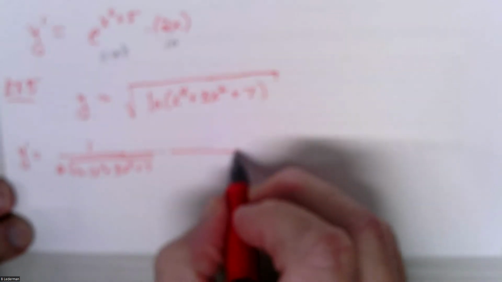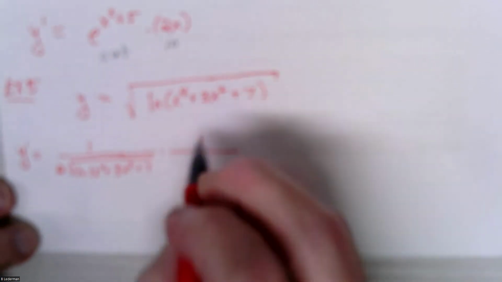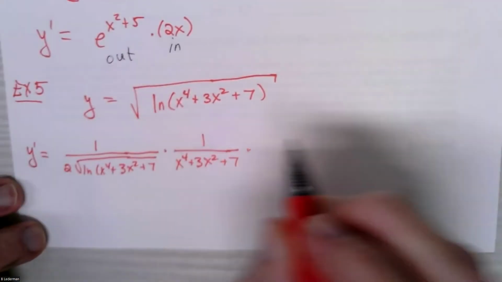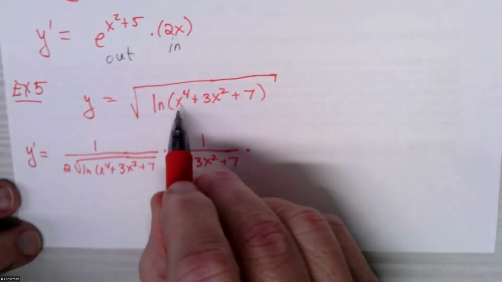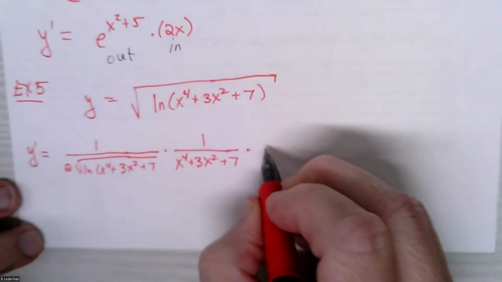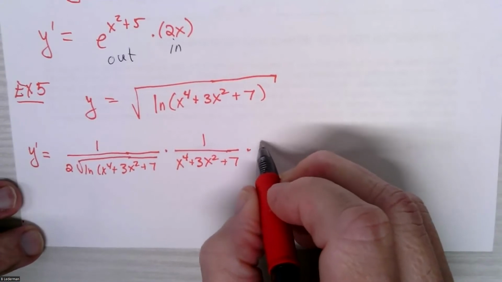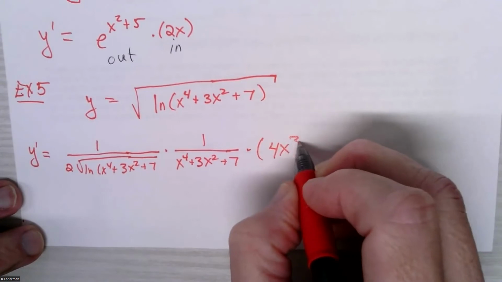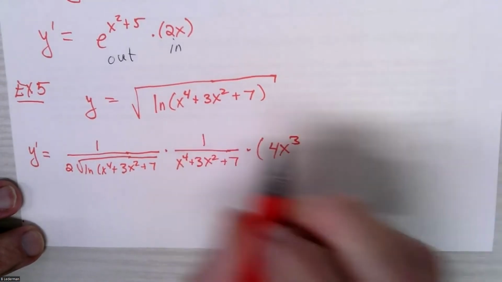times the inner function. The inner function is the log function, and the derivative of log is just 1 over whatever is inside it. And then finally, I have the inner function, which is this x to the fourth plus 3x squared plus 7, and that derivative is 4x cubed plus 6x.